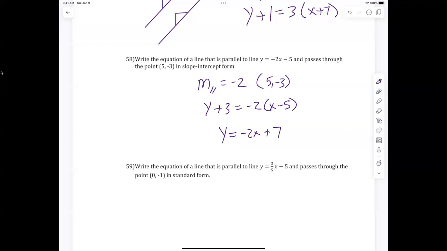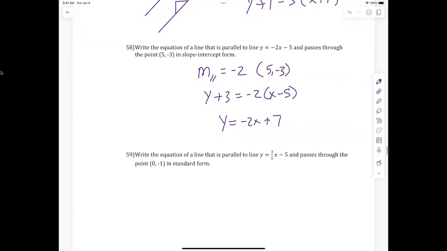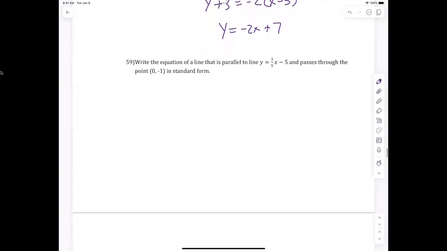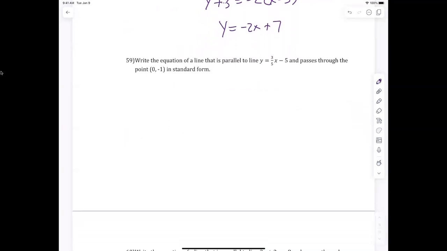Is everybody good with that? All right, I'm happy with that. Very happy. Anybody have any questions? No? All right, parallel in standard form. All right, so my slope of the parallel line is what? 3/5.